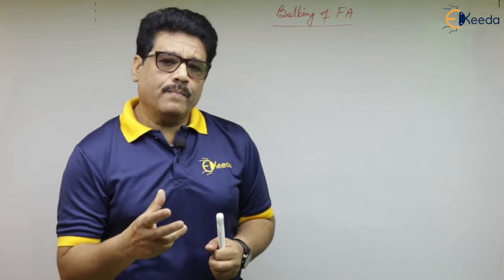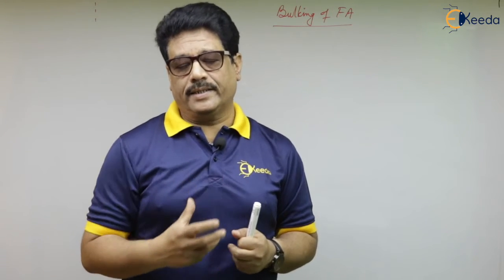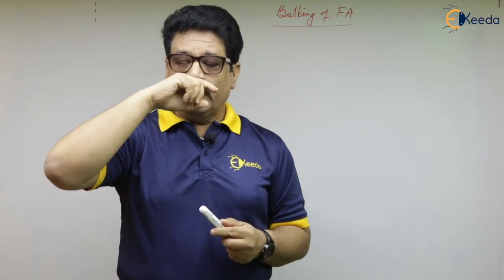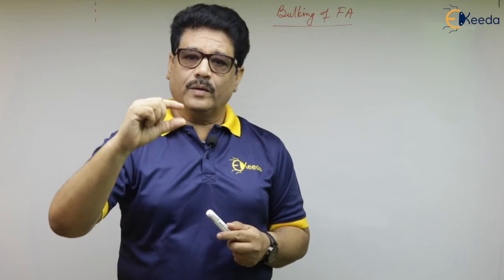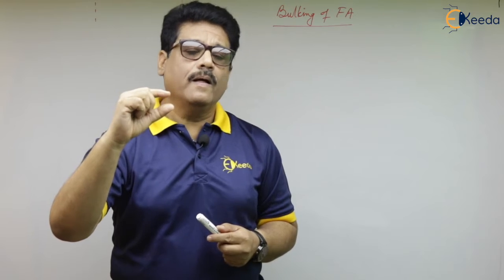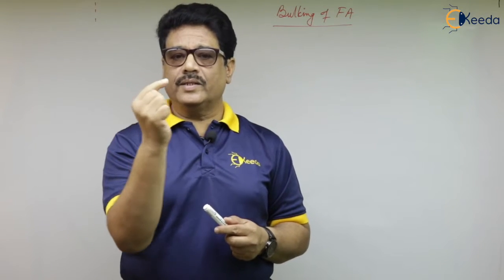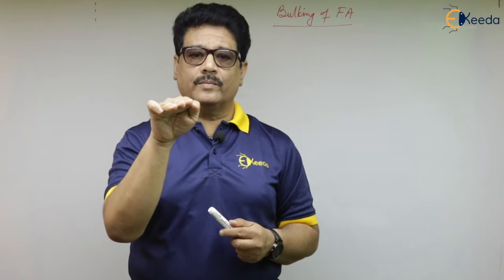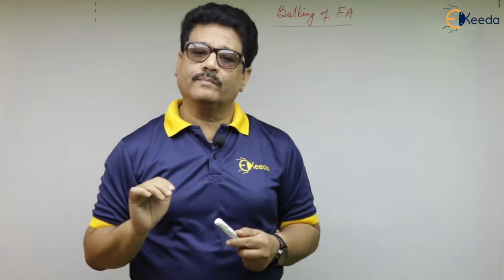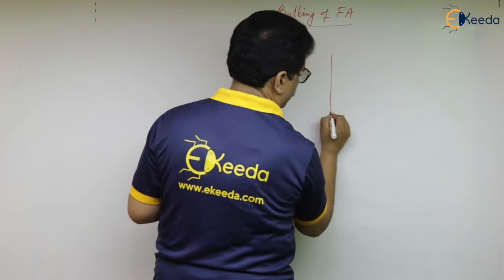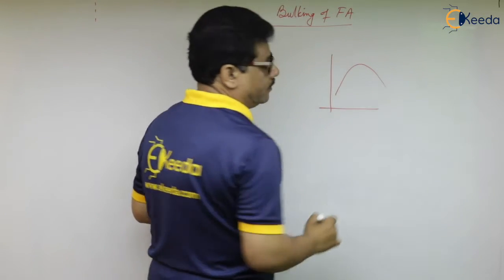Now, bulking, how to determine it? A very simple experiment we can do. Take some known volume of sample in a test tube, and go on adding water to it. In the initial stages, the volume will increase, and then at one particular point, with further addition of water, you will see that slowly the volume of sand goes down. That means if a curve is to be plotted, the curve has to be like this.